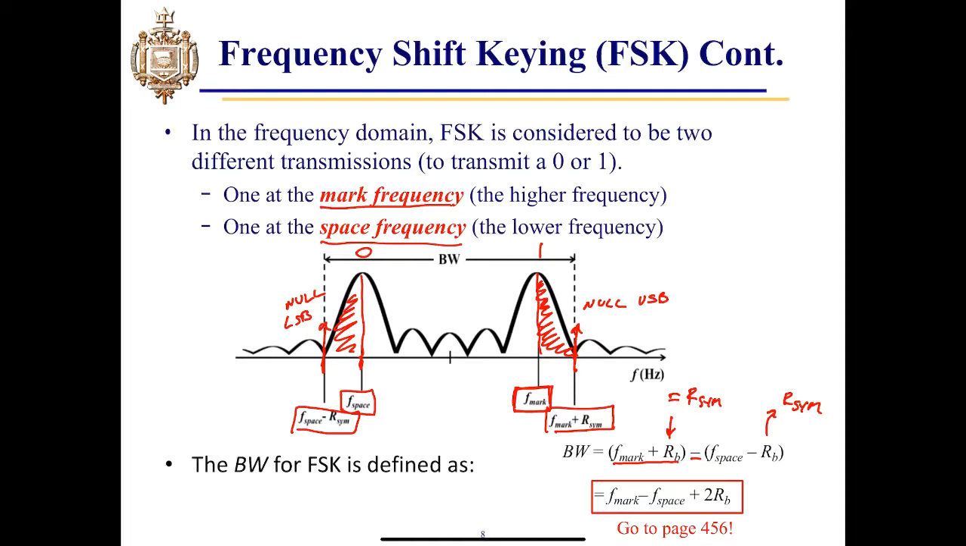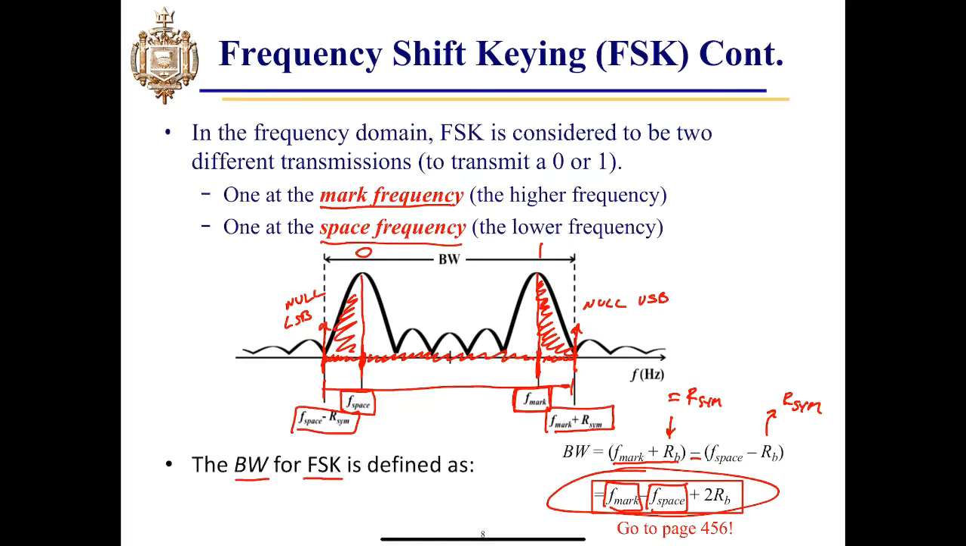To see that in action, we'll take this first component, F mark, which is here, minus F space, which is here, so that gives us the frequency change between these two, plus 2 times the bit rate. This is one of the bit rates, and this is the second bit rate. That gives us the full difference in the spectrum here. So this is the bandwidth equation, another important equation to remember: the bandwidth equation for frequency shift keying.